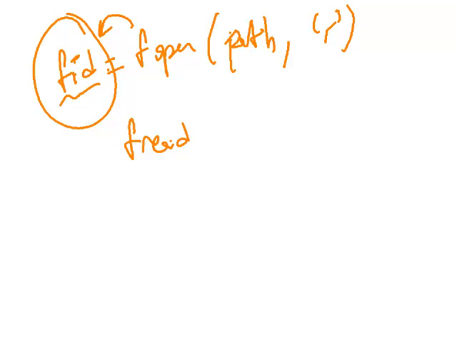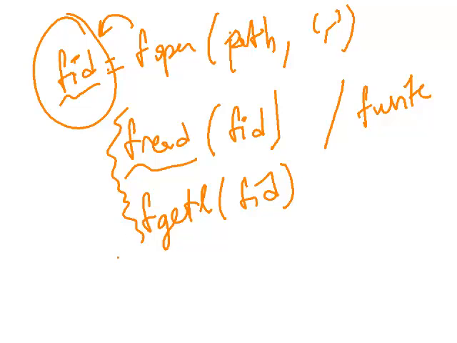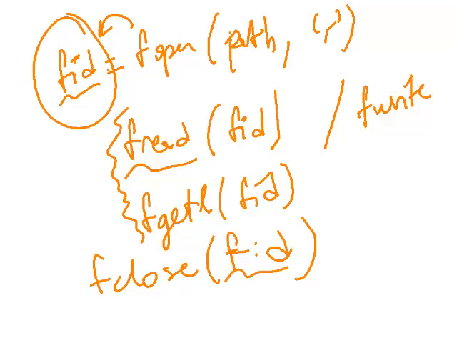There's a function called fread. The first argument is going to be the file ID that you just got from fopen. It will read from that file. There's a function called fgetl, which will read an entire line from the file. So after you open the file, you would perform one or more of these file reading operations, or file writing operations if you opened it with write permissions. And then when you are done with the file, you would call fclose to close the file. And again, you provide the file ID. Make sure that you always close the file that you opened.